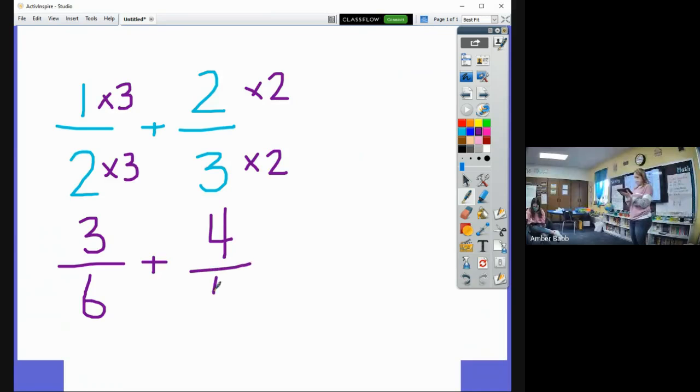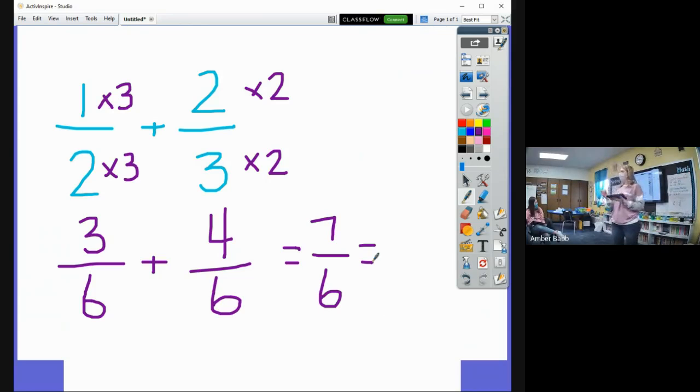3 times 2 is 6. All right, and now I get 3 plus 7, 7 sixths, and I can change this improper fraction. How many times does 6 go into 7?